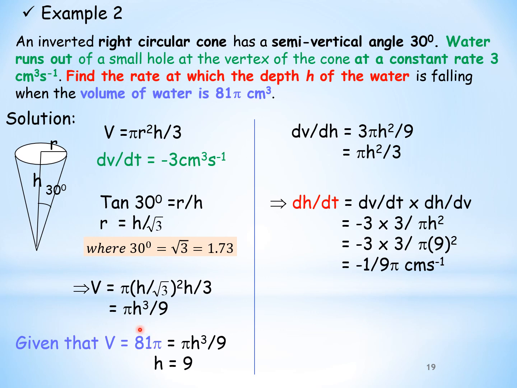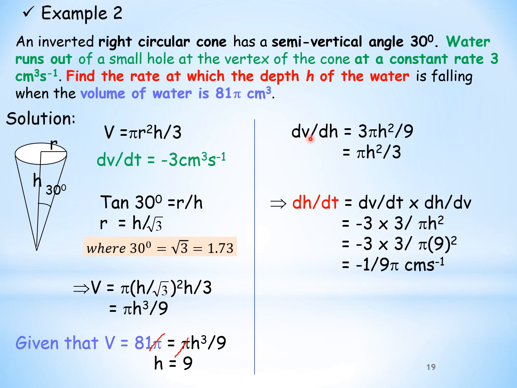So volume 81 pi ni adalah jumlah keseluruhan isi padu. Kita samakan dengan yang kita dapat dekat sini. So 81 pi equal to pi h cube over 9. Then kita cancel out. Ni boleh potong. Ni boleh potong. Ni boleh potong. Then you get h cube over 9. So this one you boleh solve. So you get h equal to 9. Okay, then that is only h. We still don't know the rest, kan?